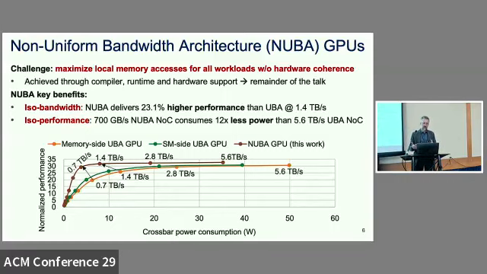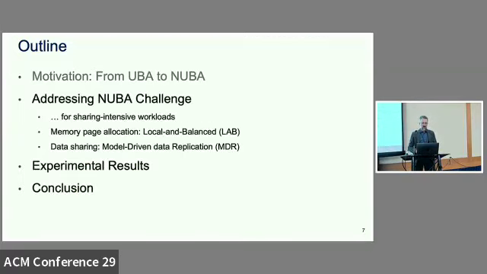You could either use it to achieve higher performance for a given power budget, or for the same performance, you could drastically reduce the amount of power consumed in the NOC. So with this motivation, let's talk a little bit about the NUBA challenge and how we address that, especially for sharing-intensive workloads. We address this by proposing a new memory page allocation policy and by using a model-driven data replication policy. And then I will go over some results and a quick conclusion.